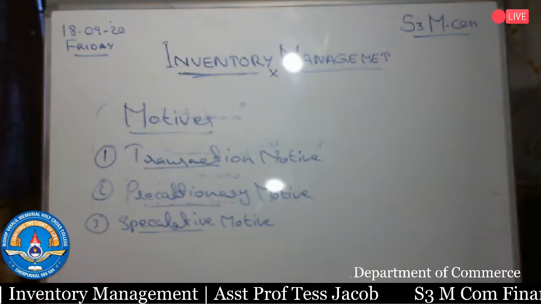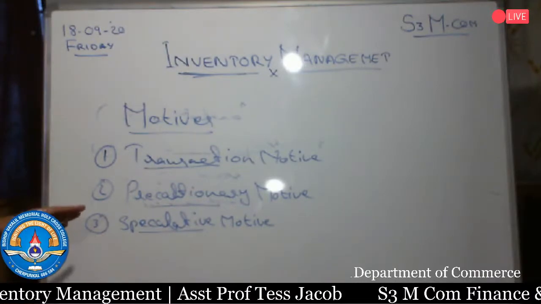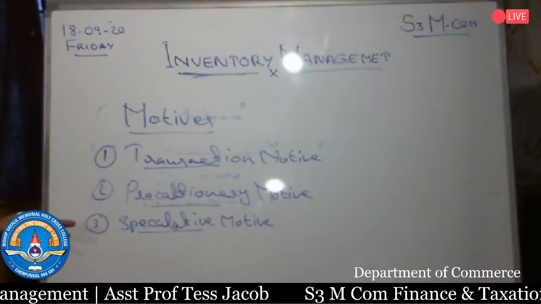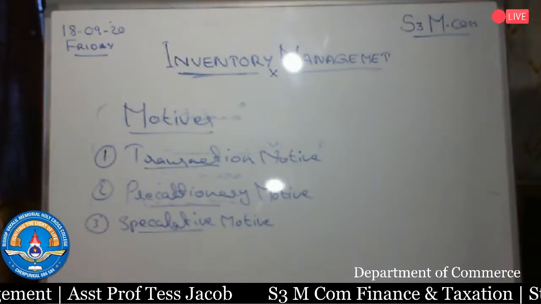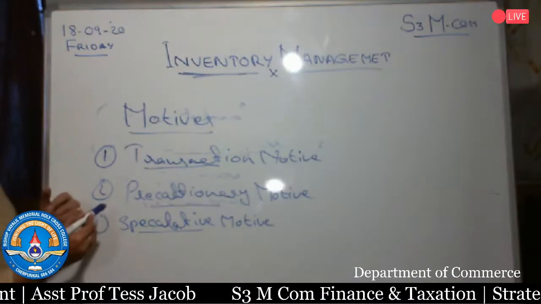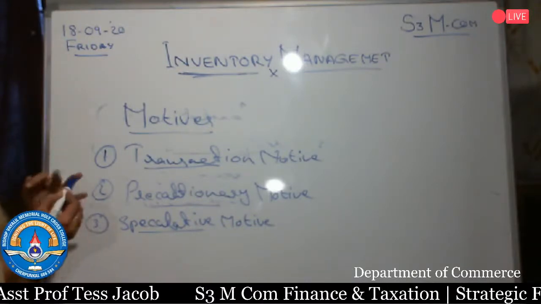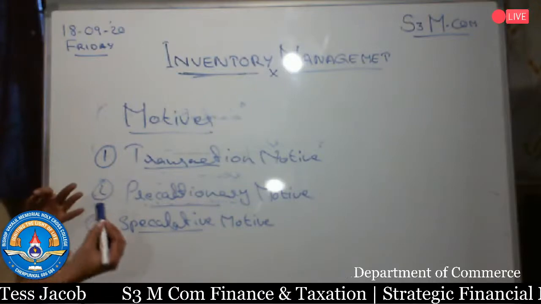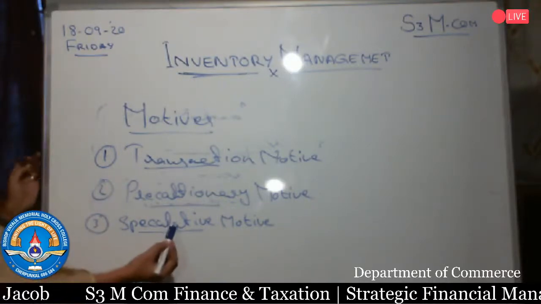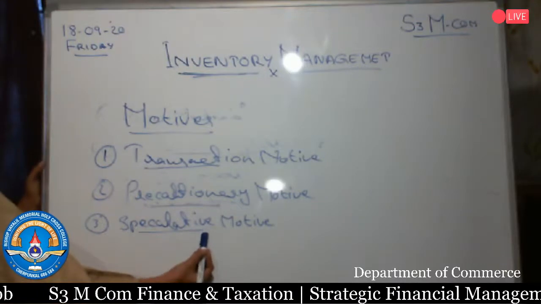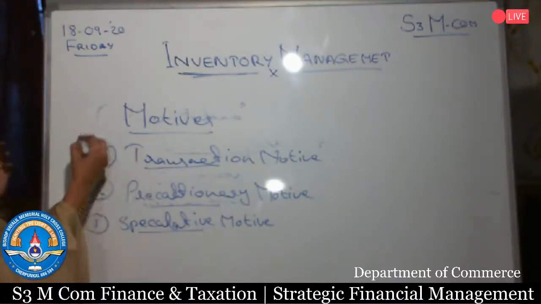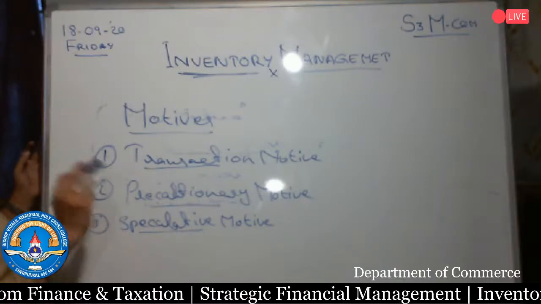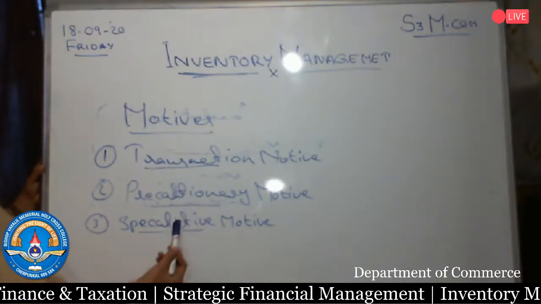The third one is speculative motive. In addition to precautionary and transaction motives, a firm may be tempted to keep some inventory to get the benefit of price fluctuation. There may be price fluctuation in raw material, in finished good and in spares and stores. For controlling speculative transactions, all organizations should maintain a fixed amount of inventory for the speculative motive. So these are the three different motives for holding inventory as well as holding cash: transaction motive, precautionary motive and speculative motive.